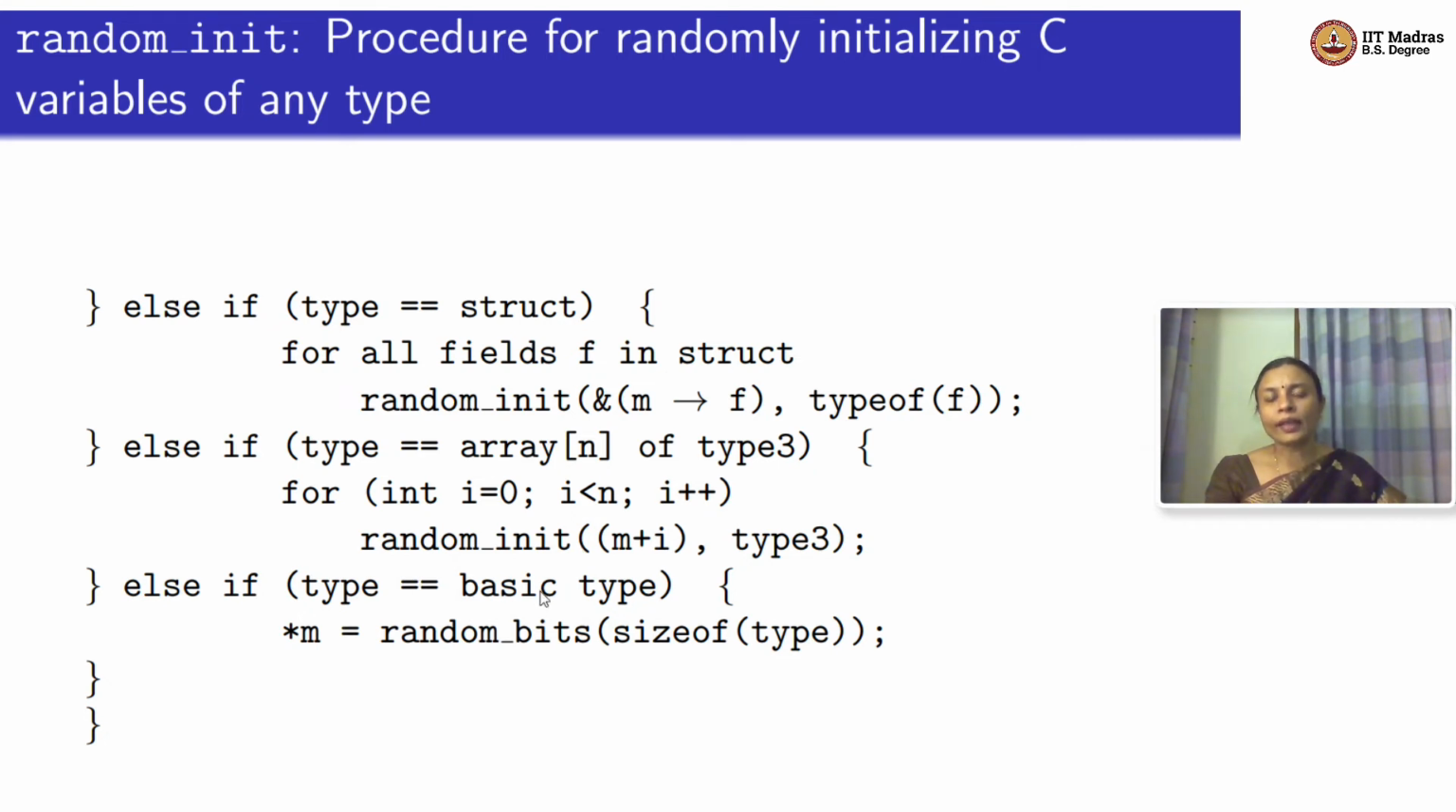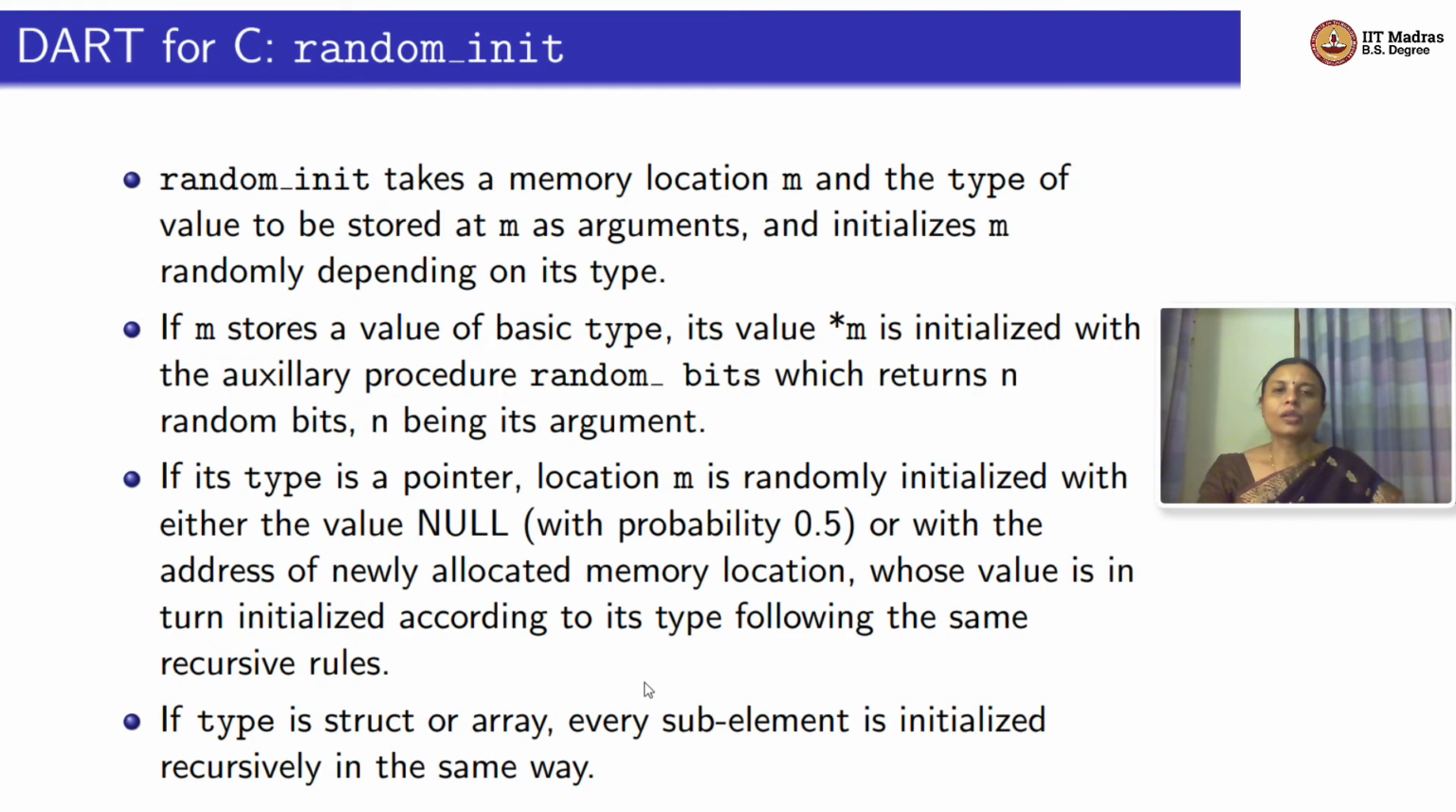If it's a basic type, be it int, bool, string or character, then you assign that many bits corresponding to the size of the basic type. So random init basically does what Dart was supposed to do, but specifically for the data types of C. It takes a memory location M and the type of the value of the variable to be stored at M, and initializes M with a random value that is consistent with its type.